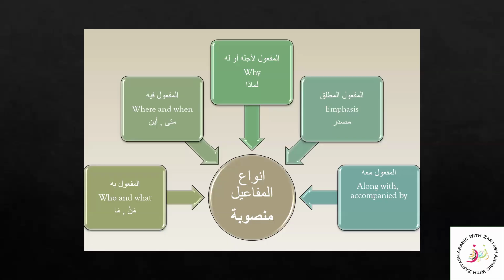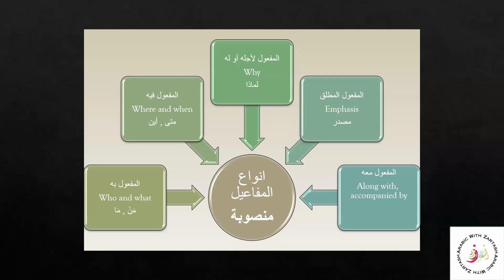Then we have maf'ul li ajlihi, or it can be called maf'ul lahu. And this maf'ul lahu is the object for aim or the purpose. That is why, limaza. A maf'ul lahu is also a verbal noun, which is in the state of nasab, and it expresses the reason for an action of a verb. Why? That is limaza, the reason behind any action.